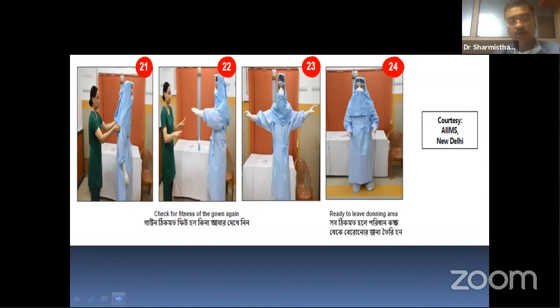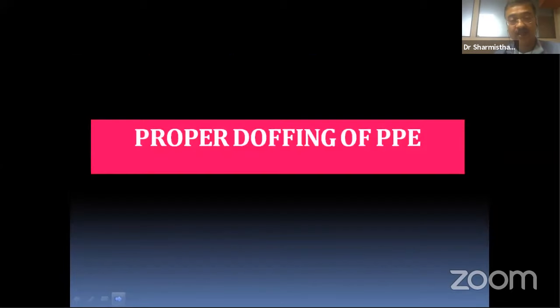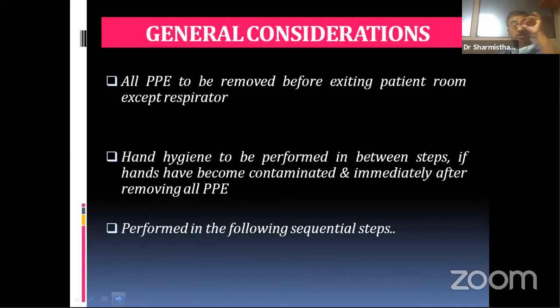So donning is much easier because the donning area is not that dangerous. Now after the process is done, this is called doffing of PPE. Believe it or not, the majority of our healthcare workers are affected because they could not properly do the doffing. So you can understand how important doffing can be for any healthcare personnel who is dealing with these samples or these patients. All PPE is to be removed before exiting the patient room, except the respirator.